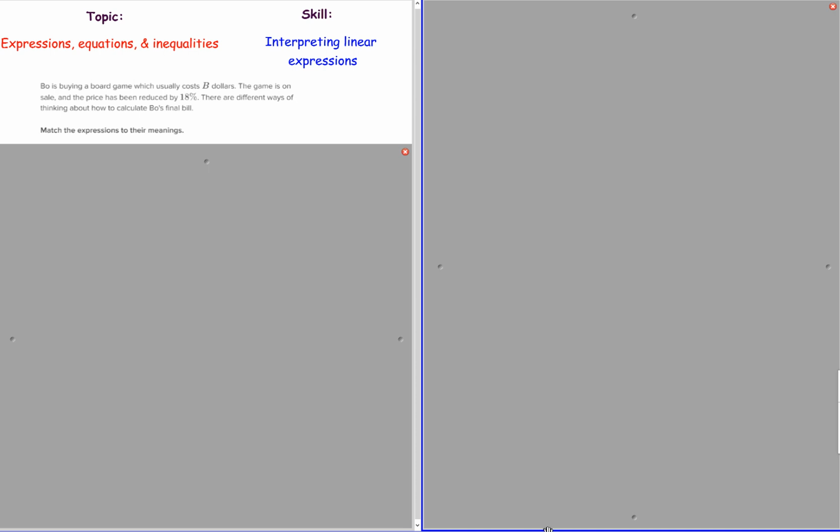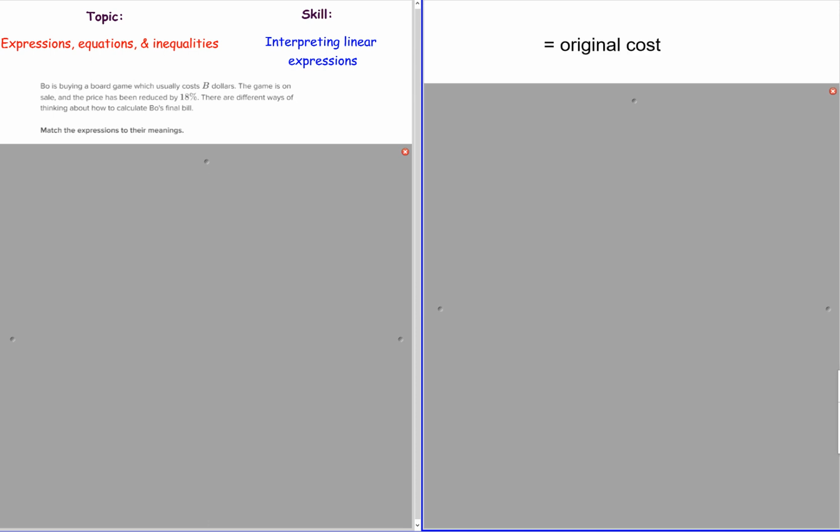Bo is buying a board game which usually costs B dollars. The game is on sale and the price has been reduced by 18%. There are different ways of thinking about how to calculate Bo's final bill. Match the expressions to their meanings. So on this side, let's start writing out some of the expressions.